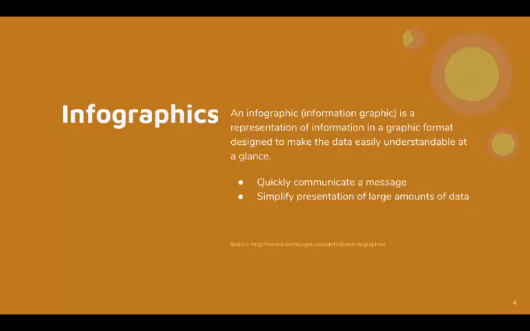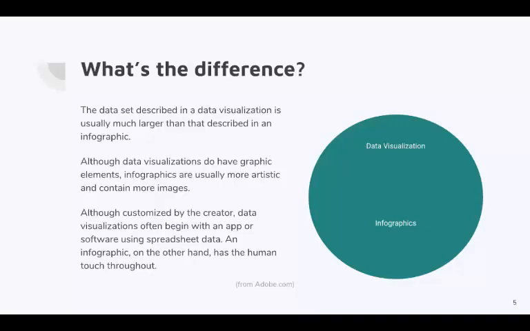An infographic, which stands for information graphic, is a representation of information in a graphic format, which is designed to make the data easily understandable at a glance. The purpose of an infographic is to quickly communicate a message and to simplify the presentation of large amounts of data. So really, what's the difference based on these definitions?